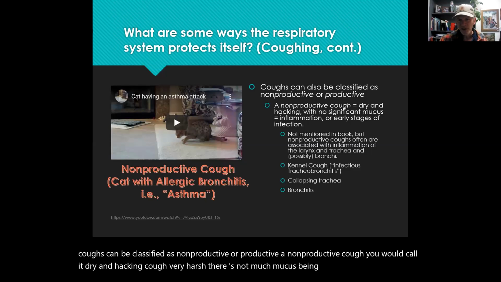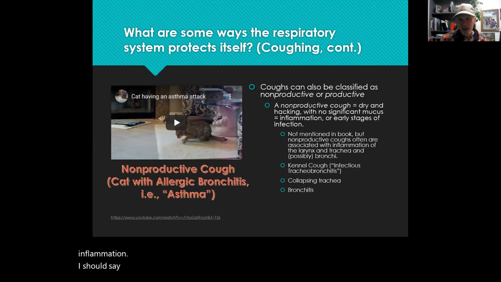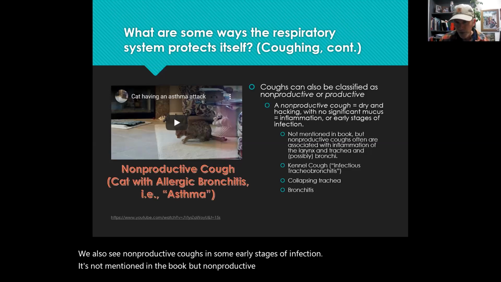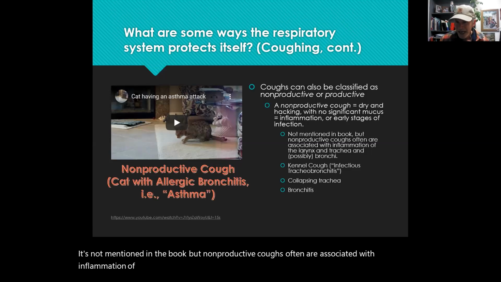We see this with inflammation of the larynx or the trachea. We also see non-productive coughs in some early stages of infection. It's not mentioned in the book, but non-productive coughs often are associated with inflammation of the larynx and the trachea, so right here, and sometimes of the bronchi. In other words, we see it with kennel cough.